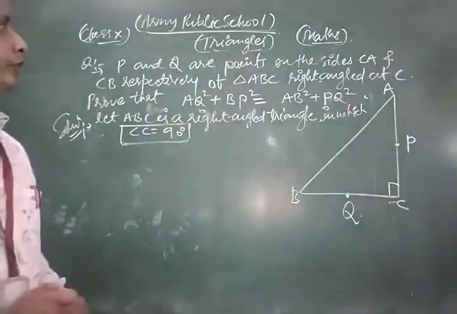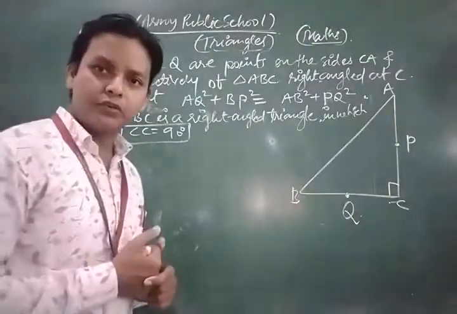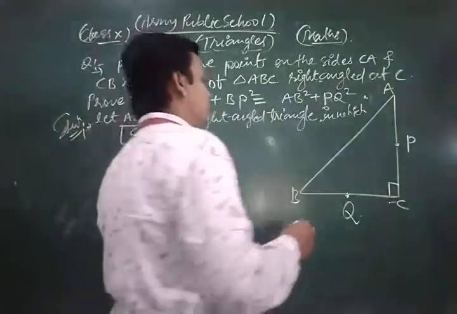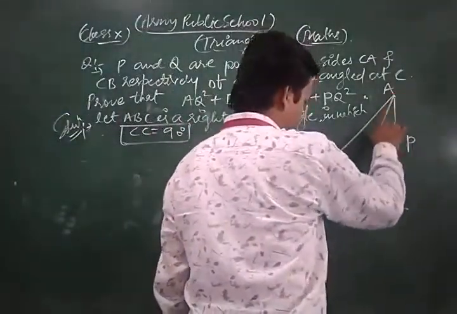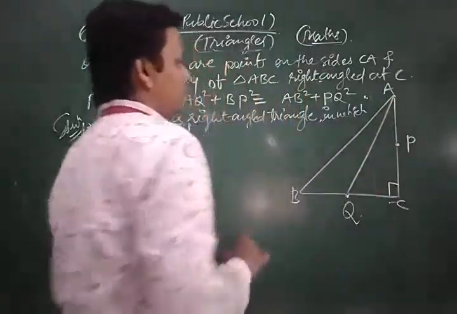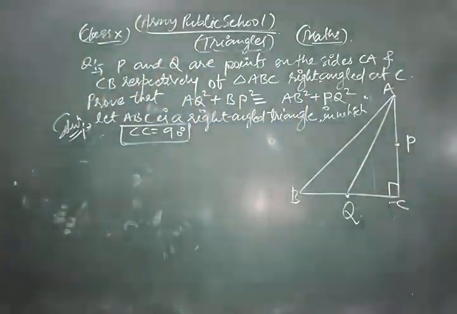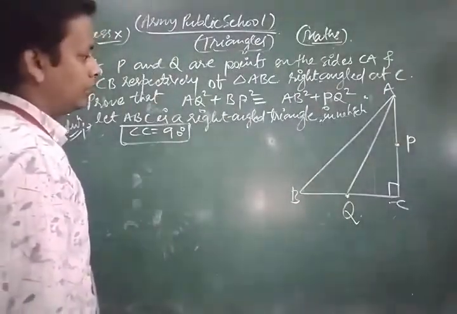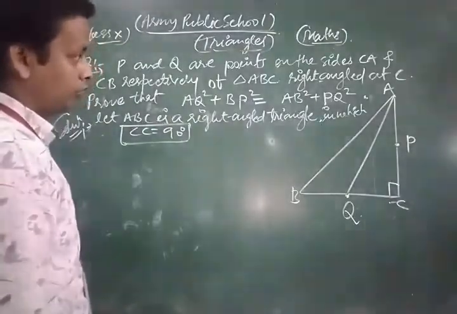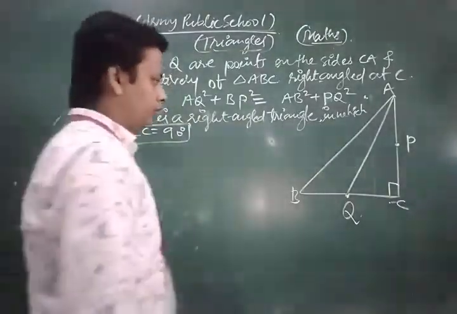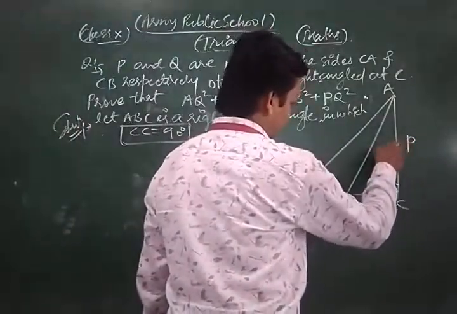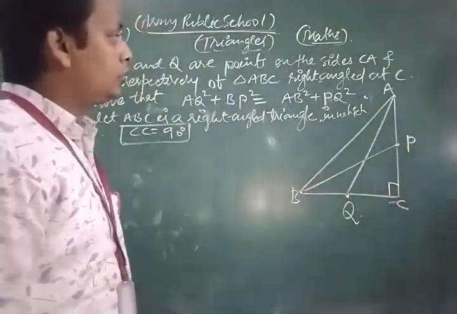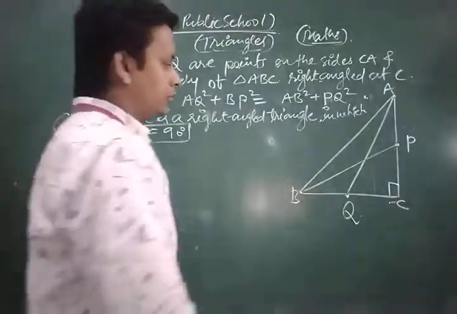Okay, now look. We have to show that AQ square. So we just join AQ now. Because AQ is in our proof, so we just join AQ. This is AQ. Now we also join BP. Now PQ square is also there, so PQ is also joined.